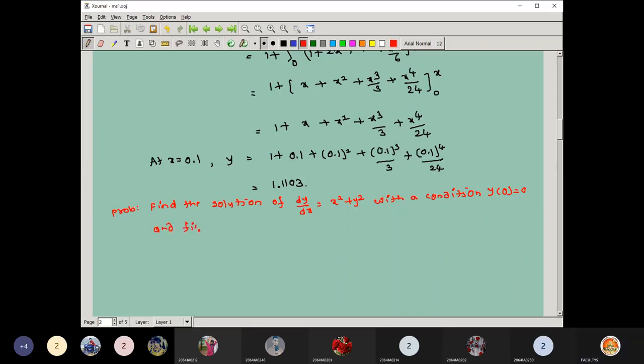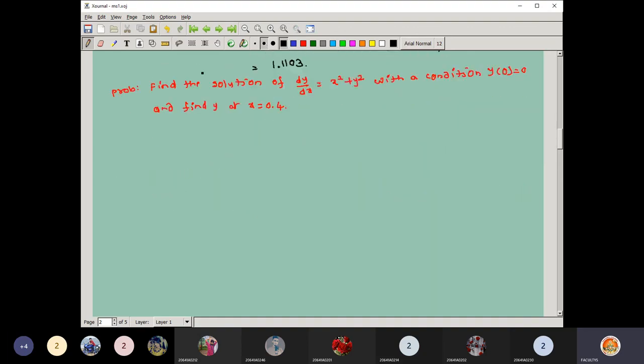And find y at x equal to 0.4. So it is very simple, you are using Picard's approximation method. If the method is not mentioned, it's your choice. You can use any of the methods. So at present I am using Picard's method. So what they have given, you try to write down. It is dy by dx, its value is equal to x square plus y square. And the condition is y of 0 equal to 0.